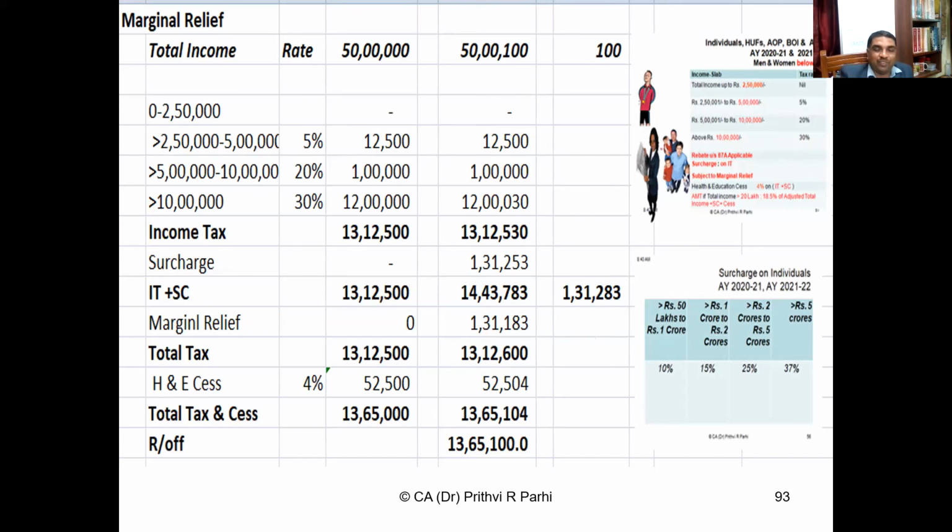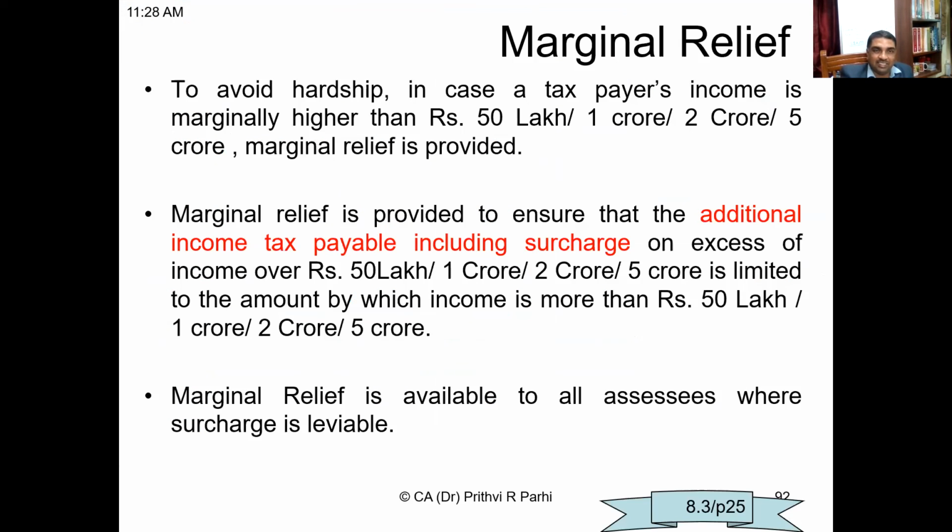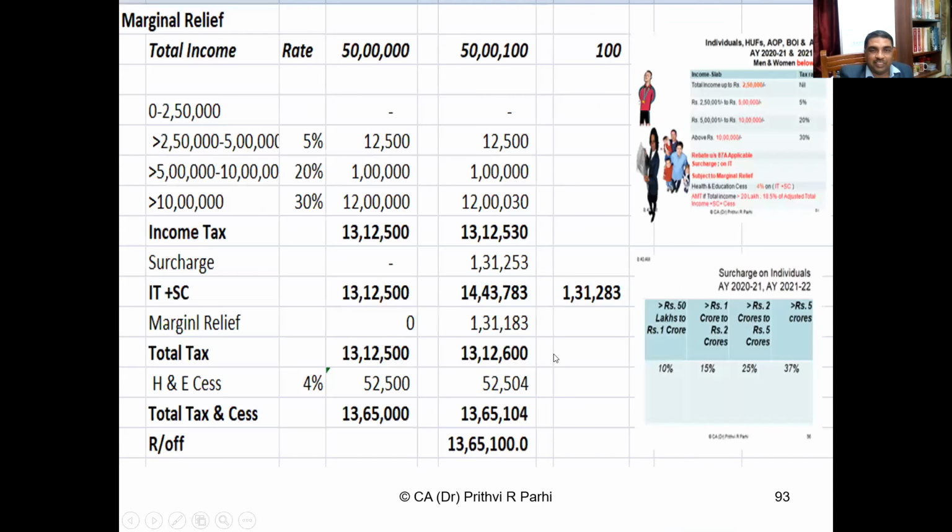So, therefore, what will happen? These provisions of marginal relief say that relief will be provided to ensure that the additional income tax payable is not exceeding your additional income. What is your additional income? 100 rupees. What is the additional tax you are paying? 1,31,283. So you will be allowed a relief for the difference. That means you will be allowed a relief of 1,31,283 minus 100, that is 1,31,183. If you are allowed this relief, how much will you be paying? 13,12,600.